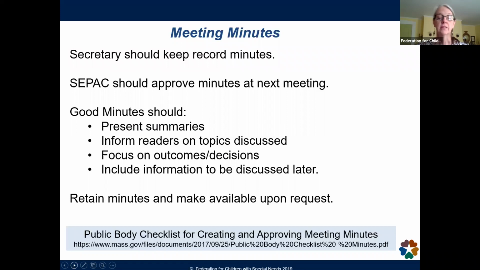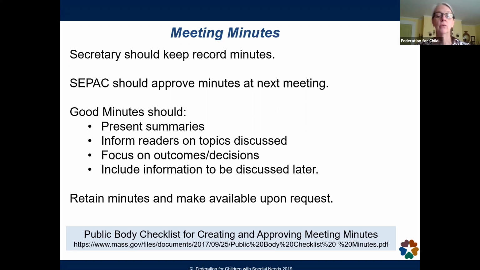So meeting minutes. Every CPAC meeting should have recorded minutes. Usually the secretary or someone designated by the chair records those minutes, and they are reviewed and approved at the next meeting. These are summaries of the discussions, informing readers on the topics that were discussed, focusing on were there any outcomes or decisions, and a record of the vote of the public body as to whether they're going to move forward or made a decision on an issue.